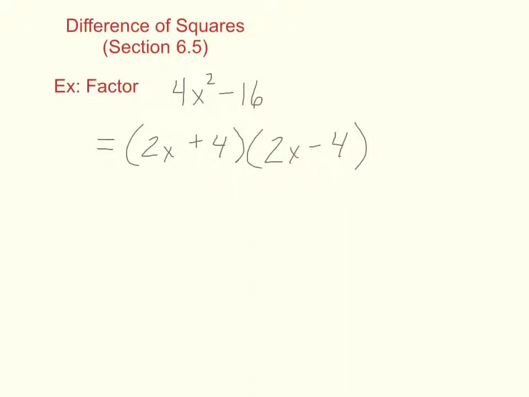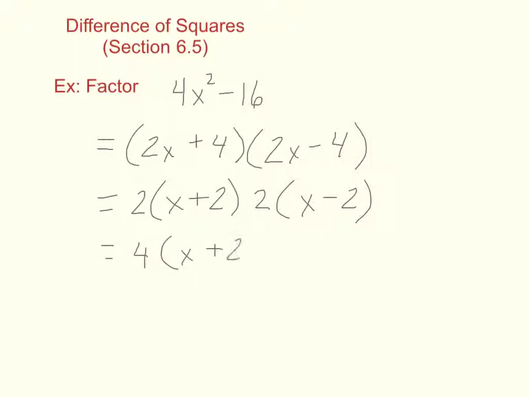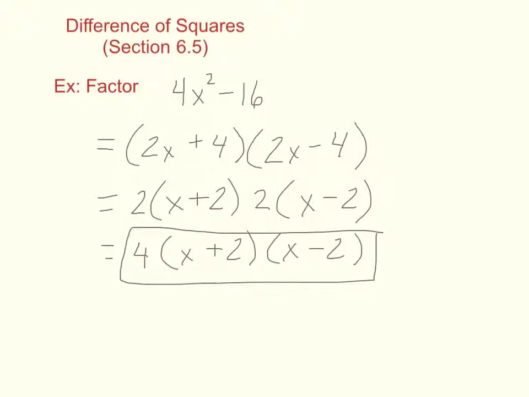So you would then have to remember to take out the greatest common factor. And so you'd have 2 times x plus 2. And then over here you'd have 2 times x minus 2. And then 2 times 2 will give me 4 times x plus 2, x minus 2, which is the same factored form that you got earlier in the previous attempt.